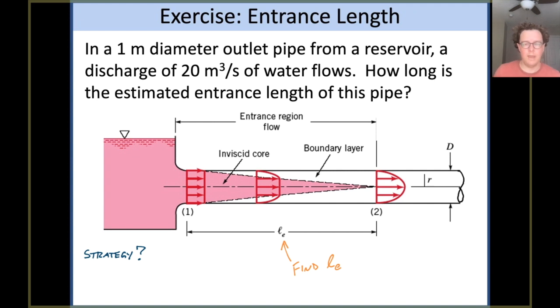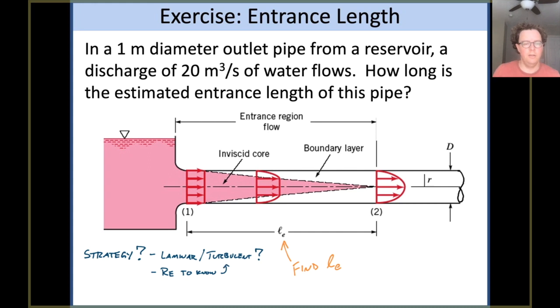Okay, welcome back all. You should have a strategy in mind for solving this problem now. I'll show you mine. So we want to find this entrance length. And on the previous slide, we got two empirical versions of equations that we could use. One for laminar flow and one for turbulent flow. So if I want to use one of those equations, I've got to make that call. How do I know if it's laminar or if it's turbulent?